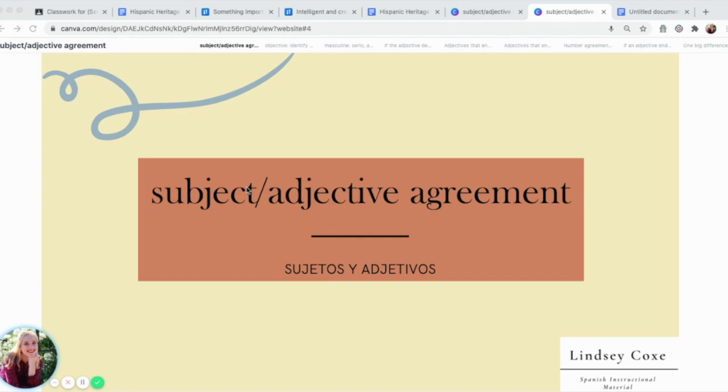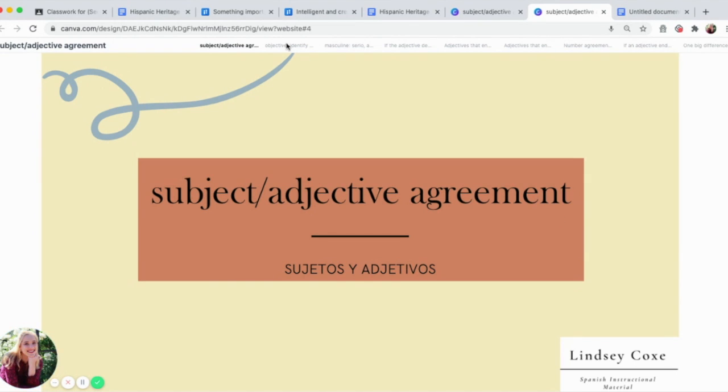And in Spanish, to make sure that the adjective agrees with the subject, okay, que el adjetivo está de acuerdo con el sujeto, we need to make sure that we do a couple of things first. That's what we're going to learn today. So if you're just getting here, you don't need to go anywhere. I just want you looking at my screen. Okay?